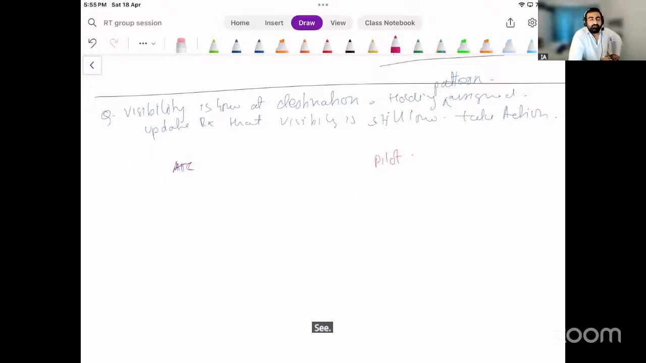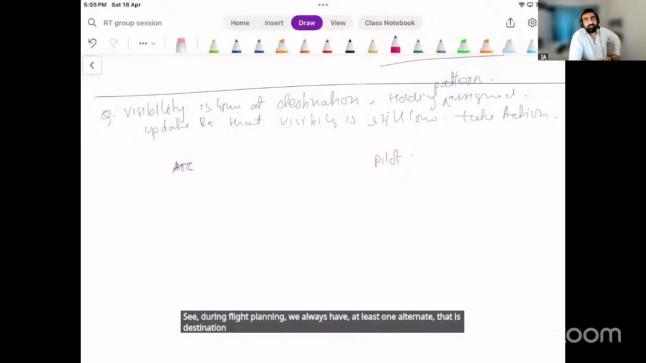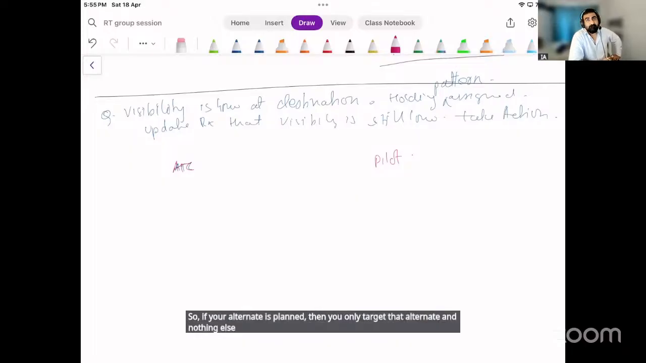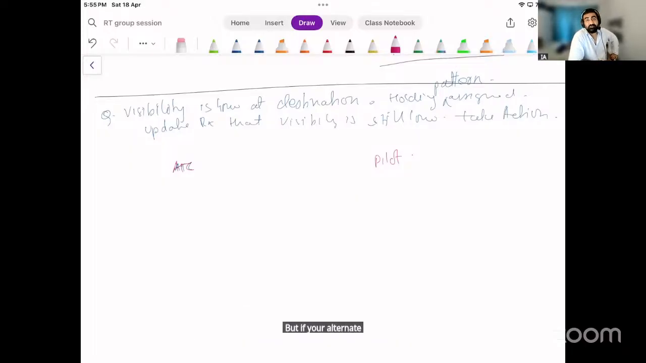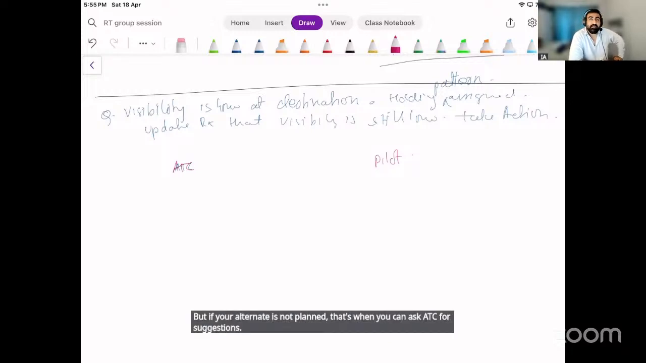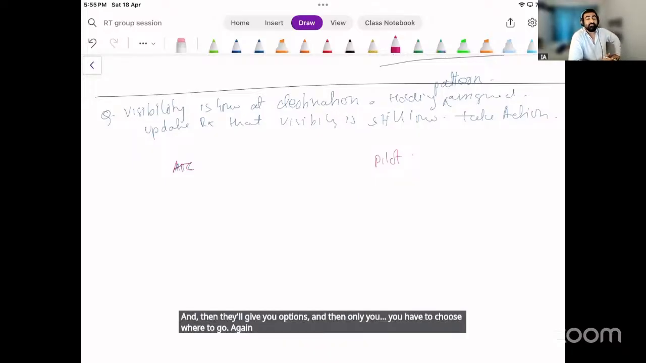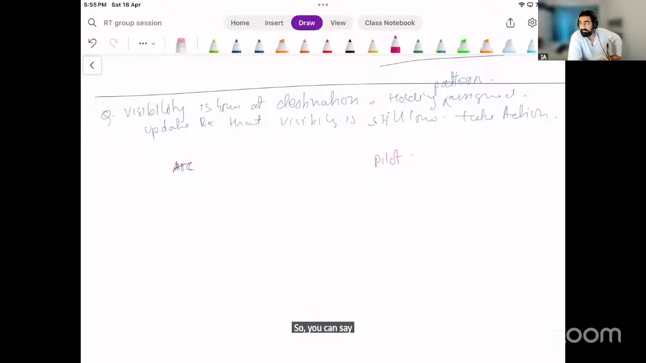See, during flight planning, we always have at least one alternate, that is the destination alternate. Sometimes there are no alternates also. So if your alternate is planned, then you only target that alternate and nothing else. But if your alternate is not planned, that's when you can ask ATC for suggestions. Then they'll give you options, and only then you have to choose where to go. Again, you'll have to calculate based upon the options available. So you can say, request, would like to divert to an alternate aerodrome, unsure of the nearest aerodrome, request information on the same.